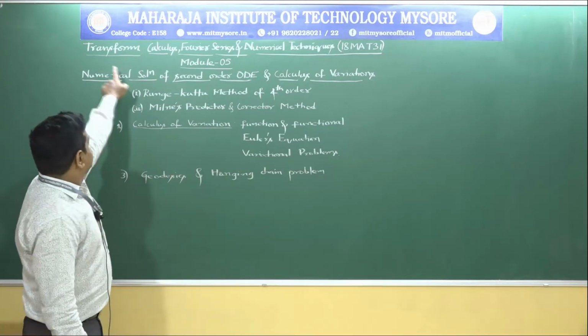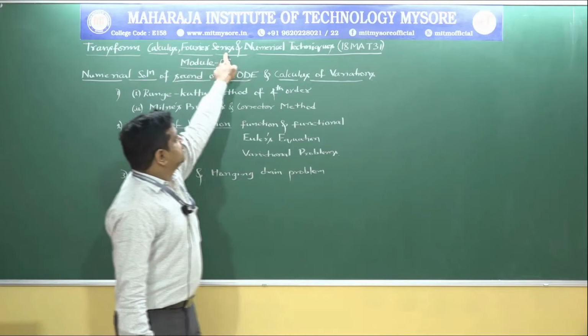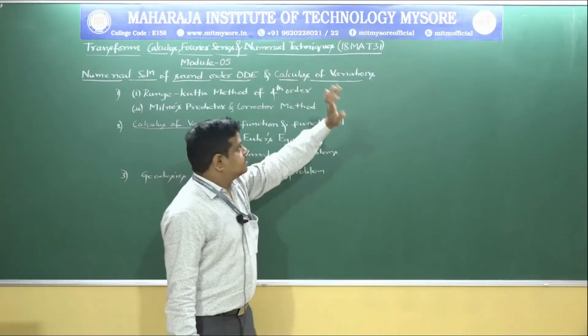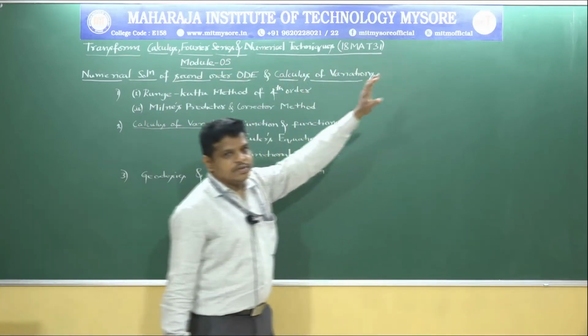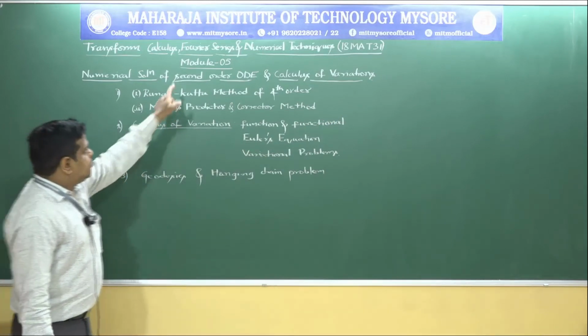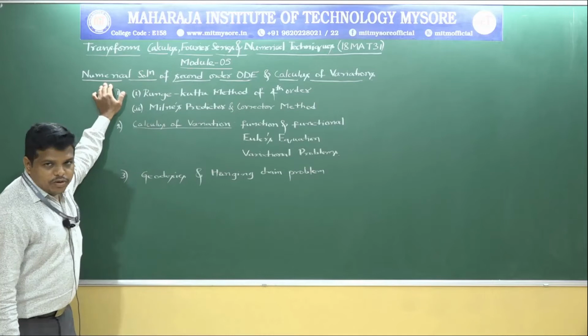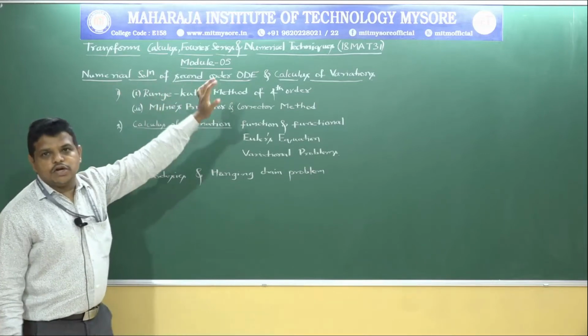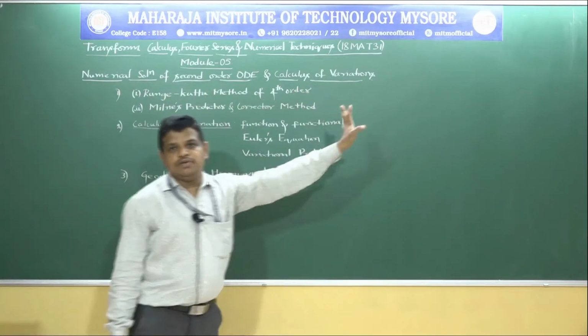The name is Transform Calculus, Fourier Series and Numerical Techniques, and the subject code is 18MAT31. In this subject, I am going to do Module number 5, and the name of the module is Numerical Solution of Second Order ODE and Calculus of Variation.